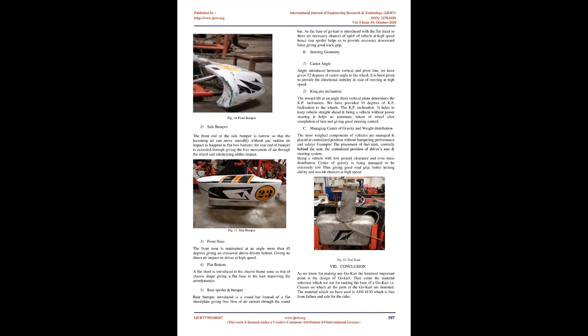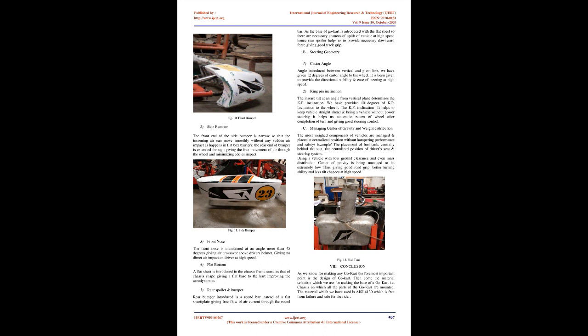4. Flat bottom. A flat sheet is introduced in the chassis frame, same as the chassis shape, giving a flat base to the kart, improving the aerodynamics. 5. Rear spoiler and bumper. The rear bumper introduced is a round bar instead of a flat sheet or plate, giving free flow of air current through the round bar. As the base of the go-kart is introduced with a flat sheet, there are chances of uplift of the vehicle at high speed, hence the rear spoiler helps provide the necessary downward force, giving good track grip.